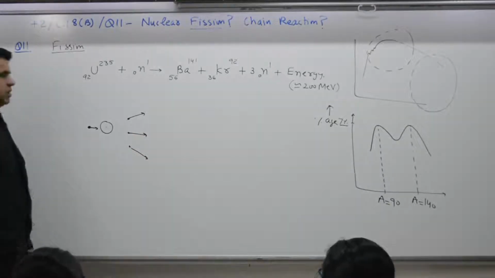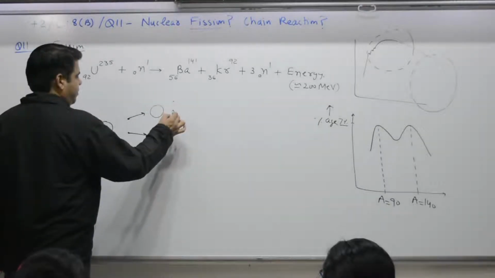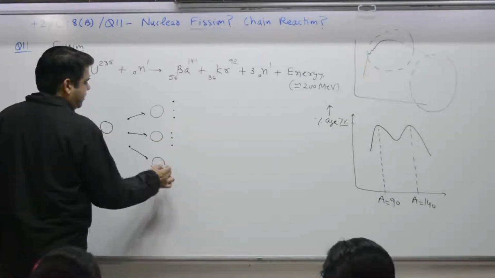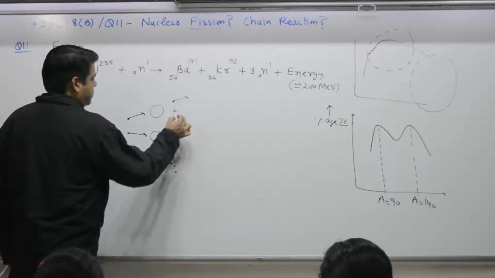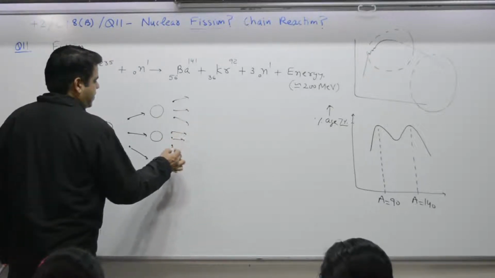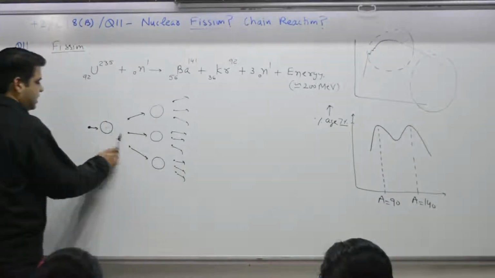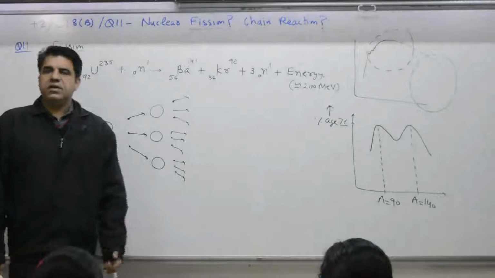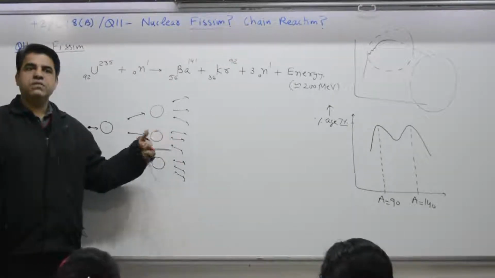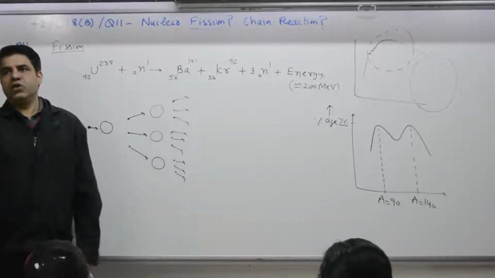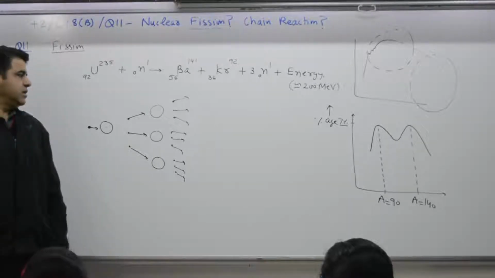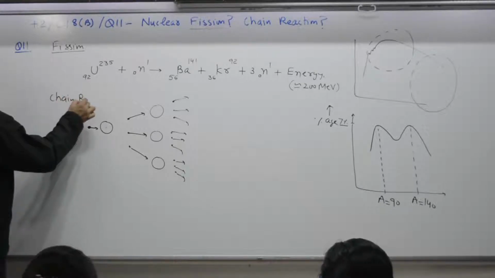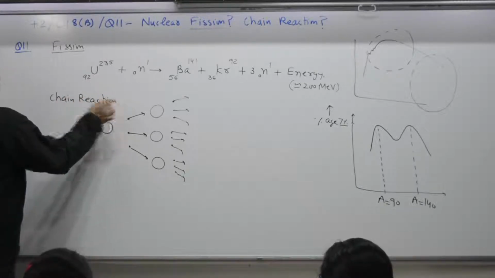These 3 neutrons, when hit the nuclei, will further give how many? 3. This will also give how many? 3. This will give how many? 3. So, 1 neutron gives 3, 3 will give how many? 9, then 27. These number of neutrons will keep on increasing, and huge amount of energy can be generated. This is termed as what? Yes, chain reaction. 2 minutes with you to write.